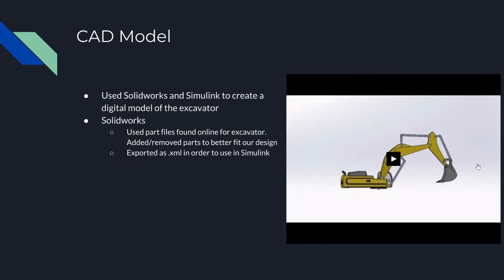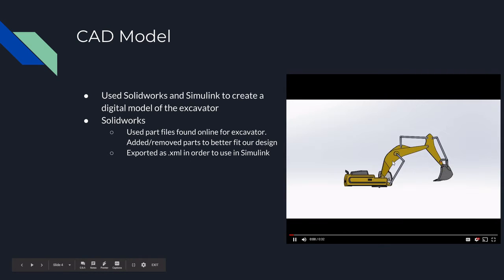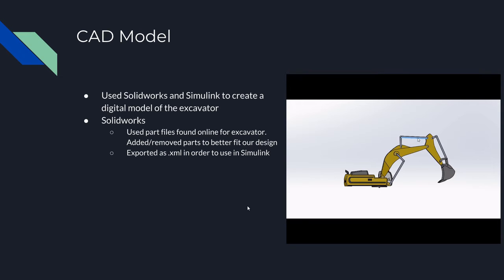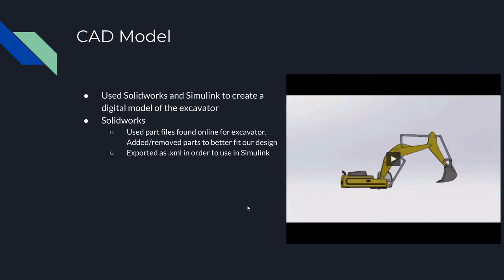So to start out, we have our CAD model. It's the same. We used SolidWorks and Simulink to create the digital model for the excavator. We'll talk about Simulink in a bit. The SolidWorks file we got from an open source website, Thingiverse. Then we modified it by adding in the 4-bar mechanisms so we could use rotational motion as opposed to translational motion through the use of a hydraulic, because hydraulics are too expensive for us to do for this project.